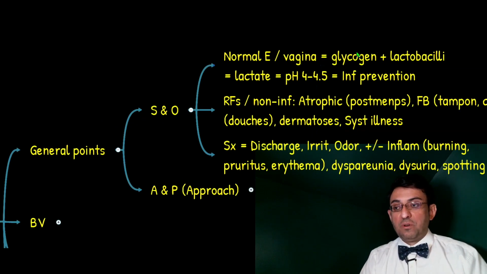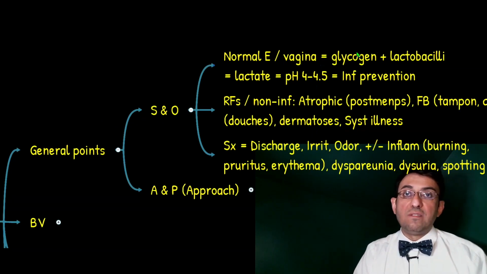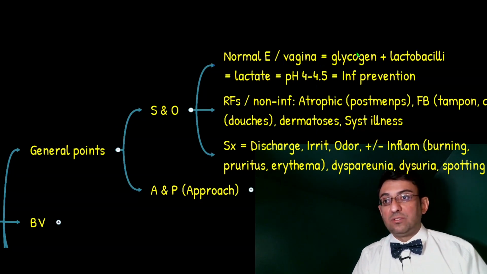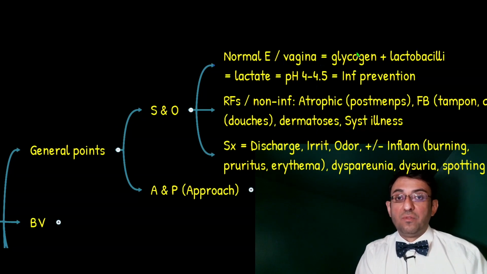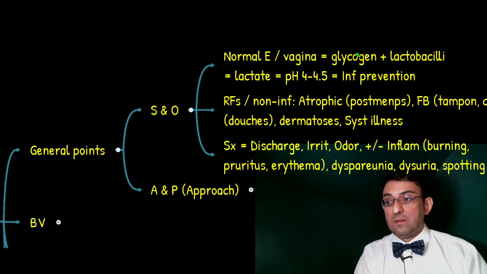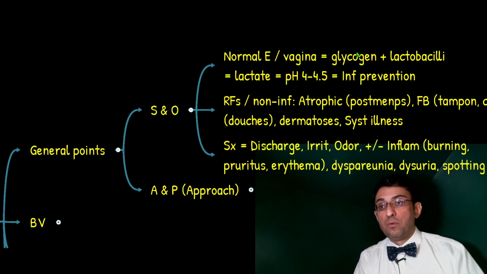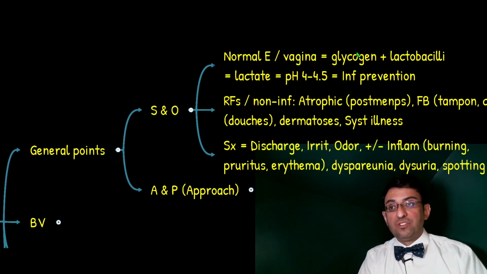Remember, estrogen promotes a pool of glycogen storage within the vaginal epithelial cell that is utilized by lactobacilli and produces lactate. This acid produces an acidic environment with pH less than 4.5. That's the normal vaginal pH, defined as 3.8 to 4.5. And this functions as a protective mechanism against bacterial infection.